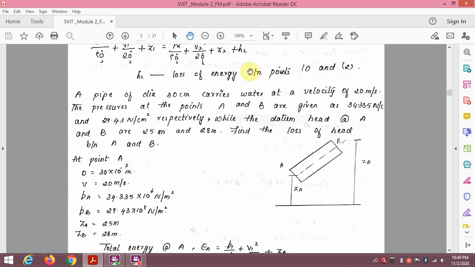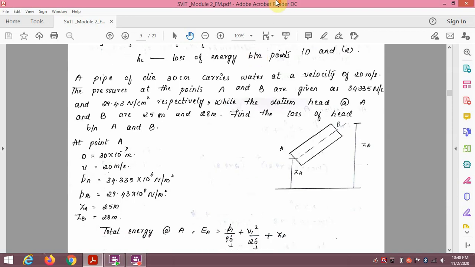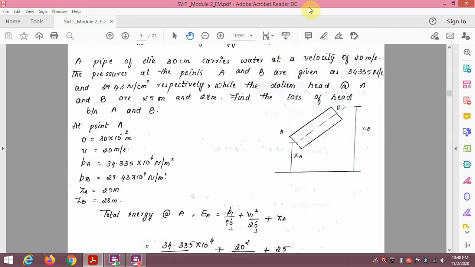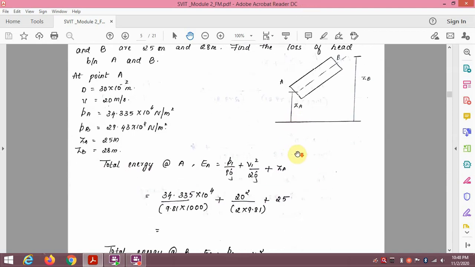So at point A, diameter D is equal to 30 into 10 raised to minus 2 meters. V is 20 meters per second. Then PA is equal to 34.335 into 10 raised to 4 Newton per square meter, and pressure at B is equal to 29.43 into 10 raised to 4 Newton per square meter. ZA is equal to 25 meters and ZB is equal to 28 meters.